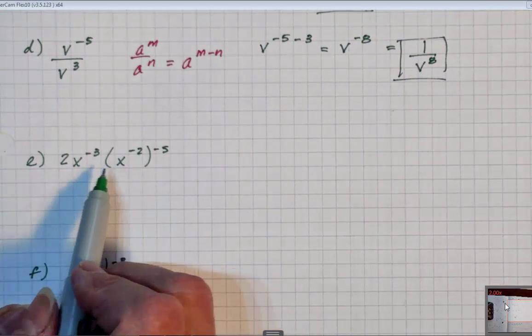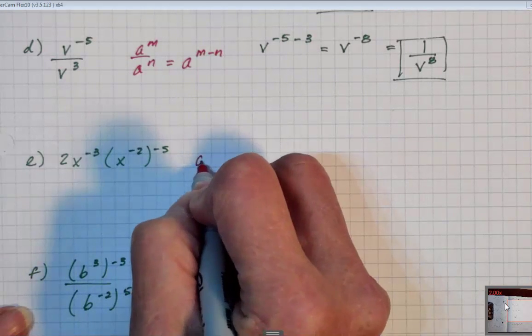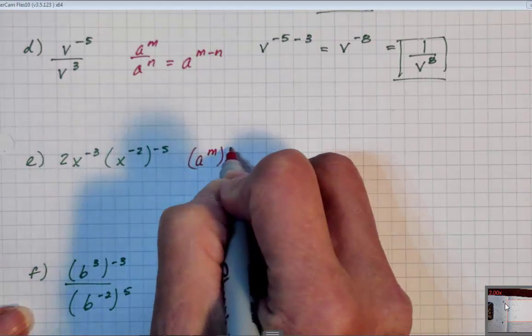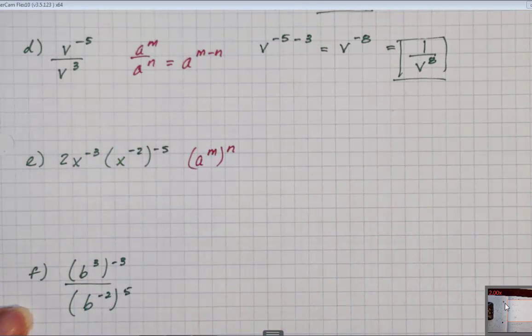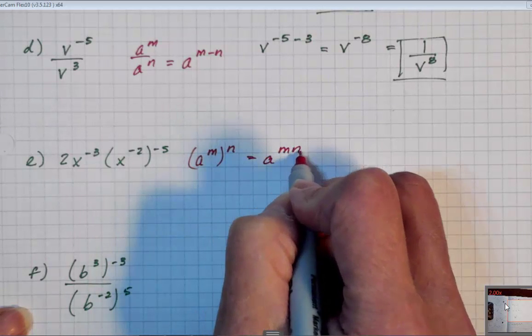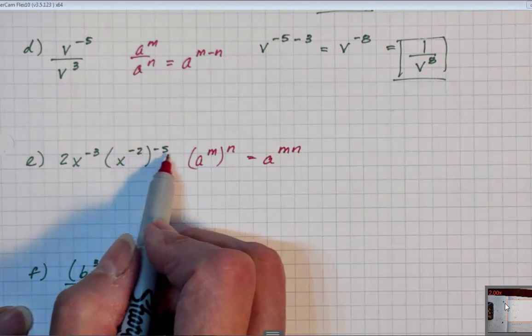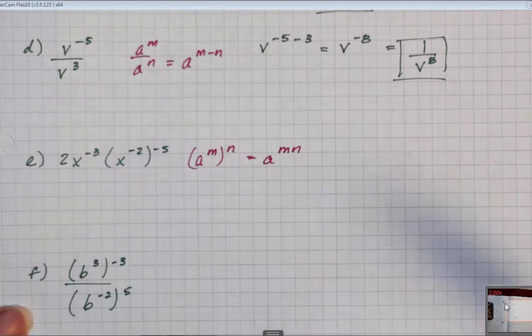Here we're going to be using our power rule, and our power rule says that if we have a to the m, and then that's being taken to another power, I usually call it a power to a power, then we're going to multiply our exponents. So over here we have a power to a power. We're going to multiply these two things together right here.